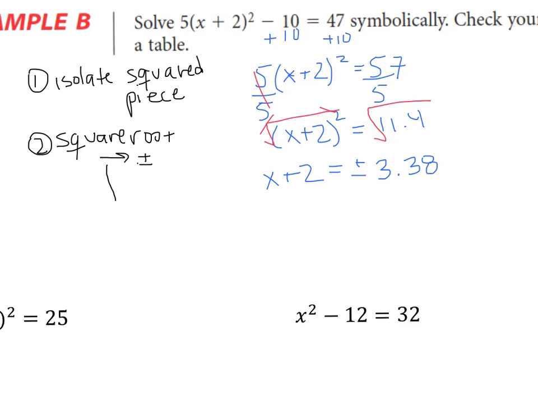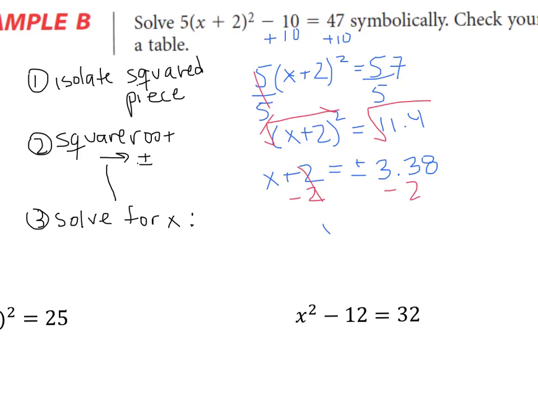Okay? And then our final step is going to be to solve for x. In other words, get x by itself. So in our equation here, we have x plus 2. To get rid of a plus 2, I have to subtract 2 to get those to cancel. Whatever I do to one side, I have to do to the other.